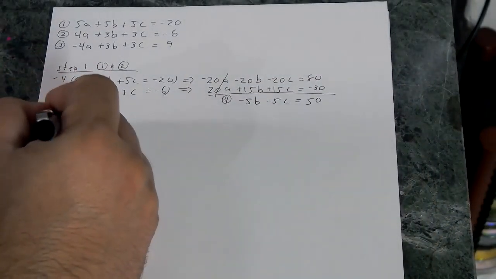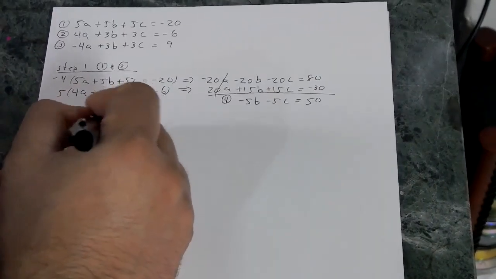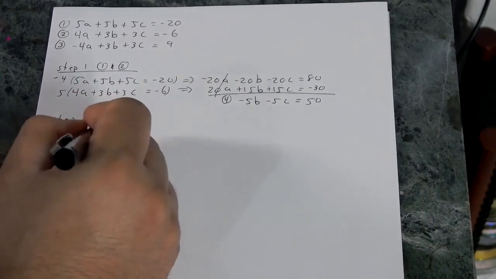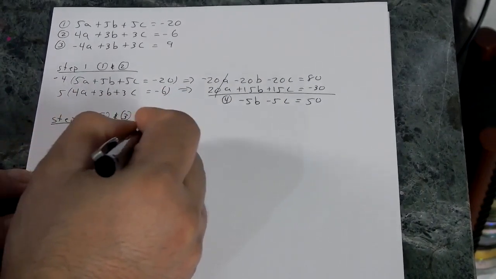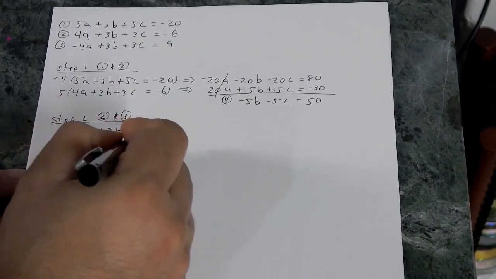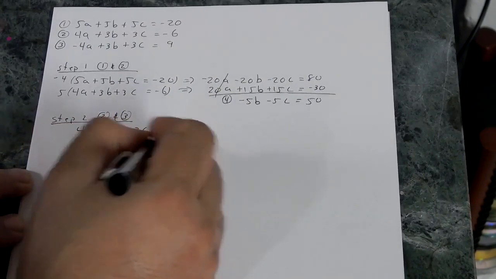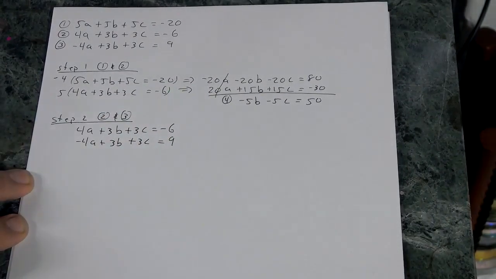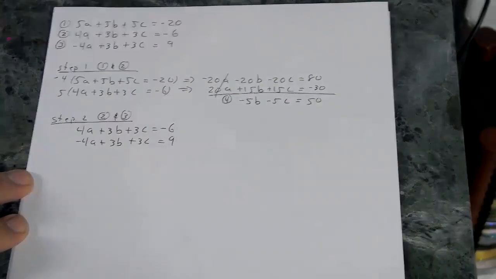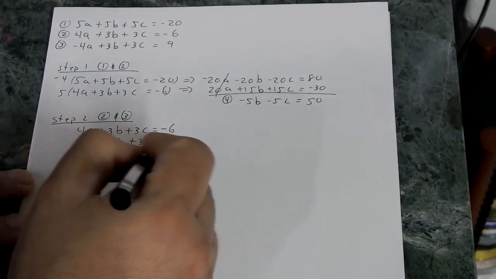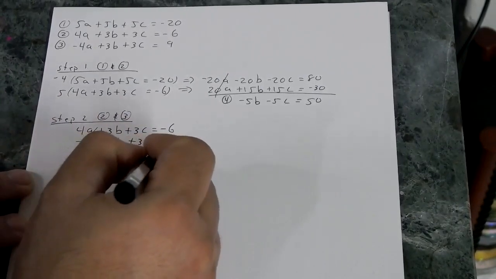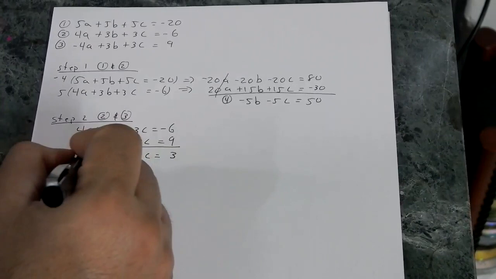Step 2. Equations 2 and 3. 4a plus 3b plus 3c is negative 6. Negative 4a plus 3b plus 3c is equal to 9. And if I need to take out the a, as you see, a is already one positive, one negative, so all I have to do is just add them together. So those are gone. 6b plus 6c is equal to 3. So here's equation 5.